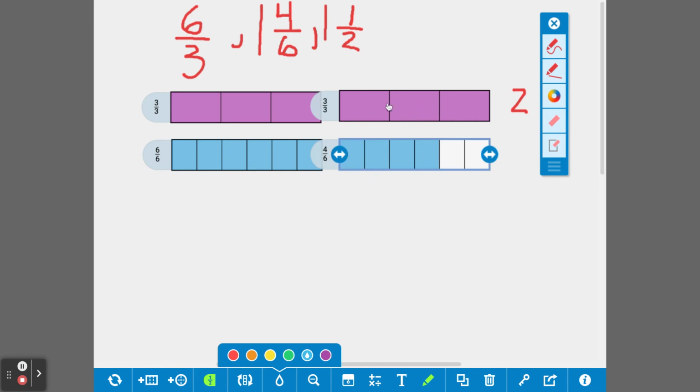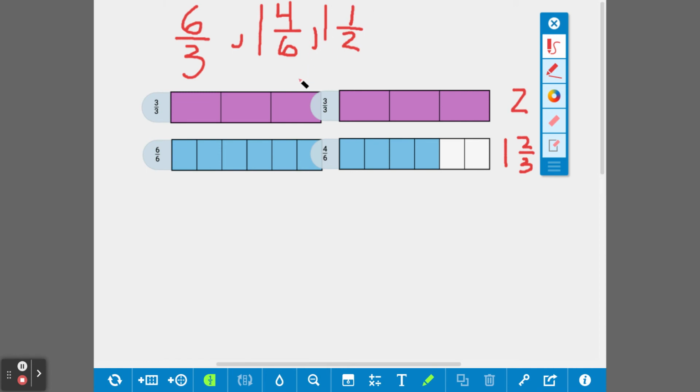So if I want to make it equivalent, 4/6 is equivalent to 2/3, because if I move it to match, it lines up perfectly. So 2 of these equals 1 of those. So I have 1/3 or 2/6 left. So this gives me only 1 whole and 2/3 left. So almost 2, but not quite.